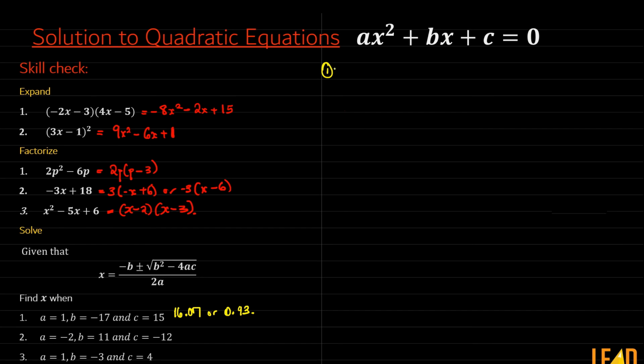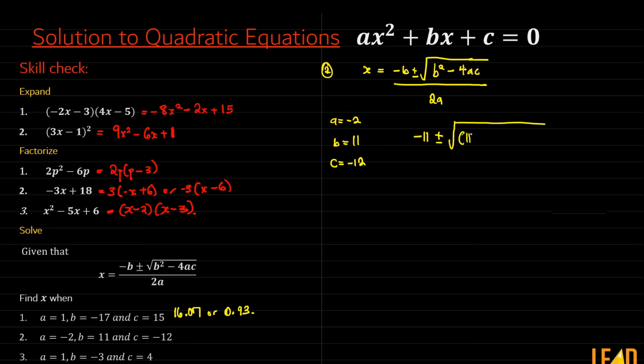All right, next one we have number 2. We'd have x is equal to... sorry, I like writing my formula again so that I can see exactly what I'm doing. Negative b plus or minus the square root of b squared minus 4ac, over 2a. Okay, we have a is minus 2, b is 11, c is minus 12. All right, let's plug in. We would have minus 11 plus or minus the square root of b squared. That will be 11 squared minus 4 times minus 2 times minus 12.